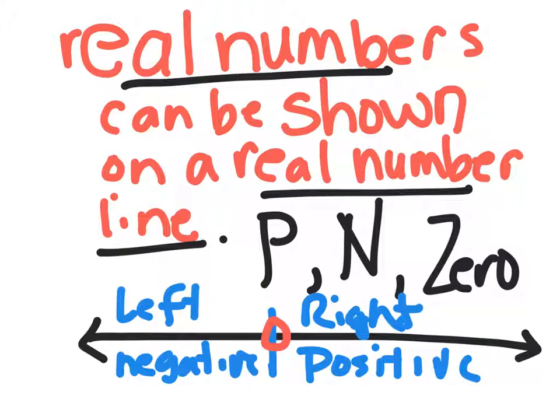So real numbers can be shown on a real number line, and you might have positive, negative, or zero. So here's the zero. It's not positive nor negative. To the left of the zero right here are the negative numbers, and to the right of the zero are positive. And of course, zero is in the middle.